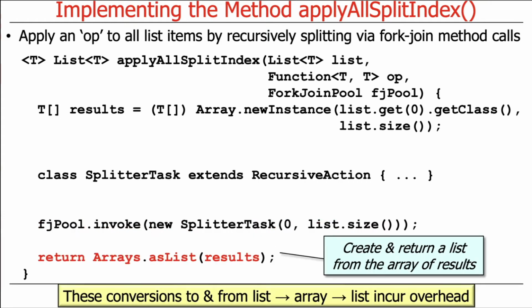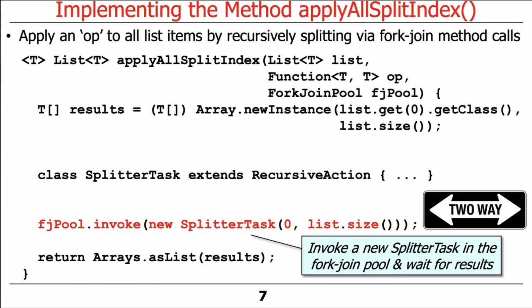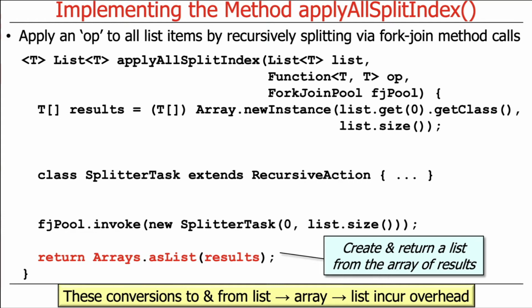And then the final thing we do is take the results array that comes back, which is modified by what happens here. We convert that to a list, and then we return that as the result of applyAllSplitIndex. We need to do that because we're trying to be consistent with the types that are returned here. So there's a conversion going from list to array, and then back to list again, and that incurs some overhead. We'll see the good and bad about that in a minute.